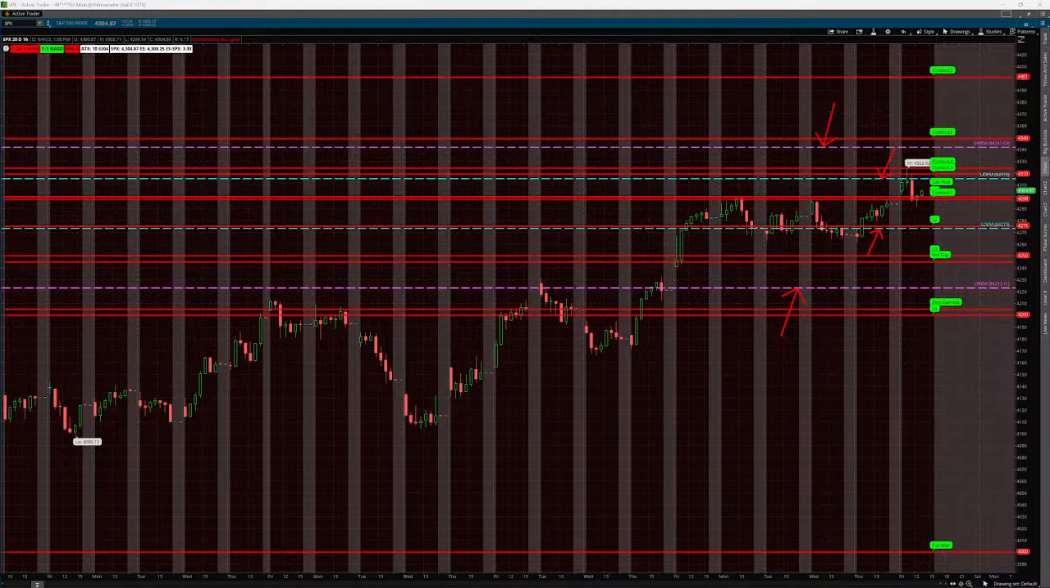There are also some key Spotgamma levels on this chart. Let me point those out. First of all, the put wall for SPX remains at 4,000. That's the strike with the largest net negative gamma. That can be expected to act as support.